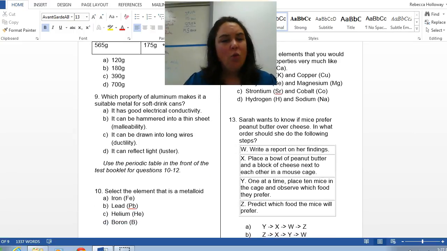Number 9. Which property of aluminum makes it a suitable metal for soft drink cans? A, it has good electrical conductivity. B, it can be hammered into a thin sheet. Its malleability. C, it can be drawn into long wires. Its ductility. Or D, it can reflect light. Its luster. Which of the properties of aluminum make it a suitable metal for soft drink cans?